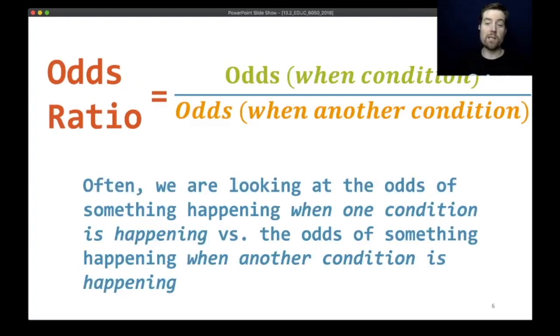So what does an odds ratio mean then? Well, it's the ratio of odds, which is already a ratio. The odds are already a ratio of probabilities. What you can think is, for an odds ratio, the top ends up being the odds when the condition is met, and then the odds when another condition is met. So one way of saying that is we are looking at the odds of something happening when one condition is happening versus the odds of something happening when another condition is happening.